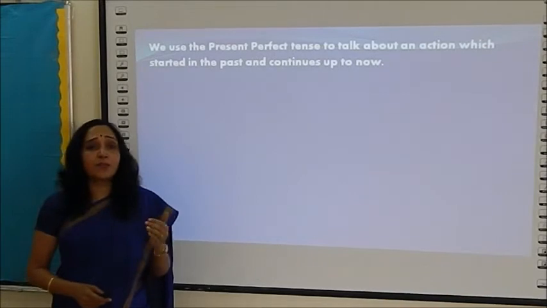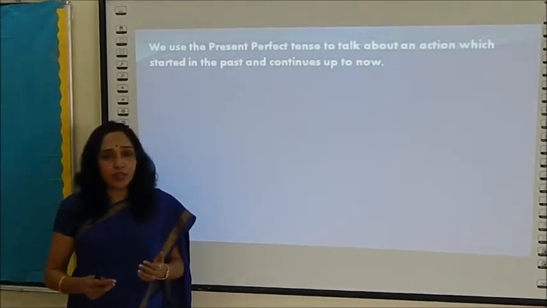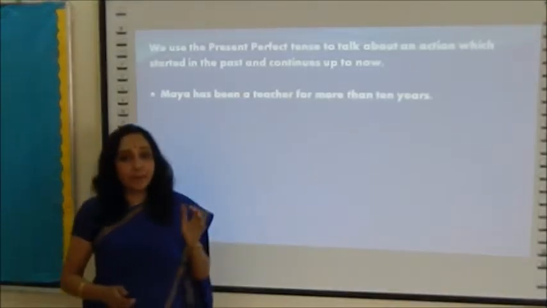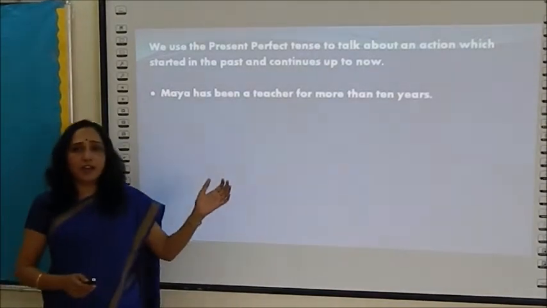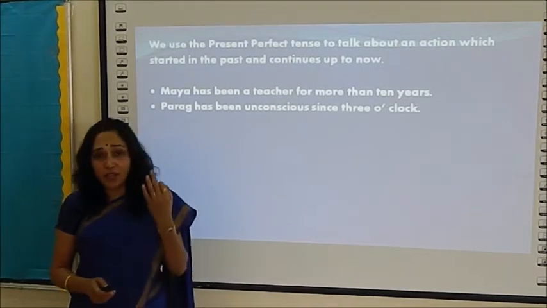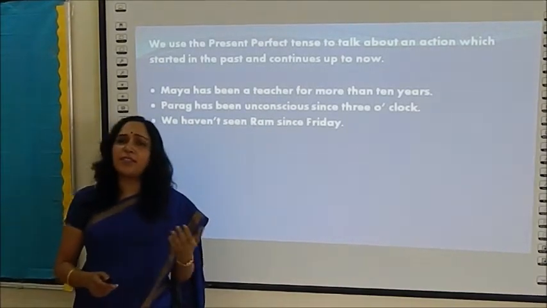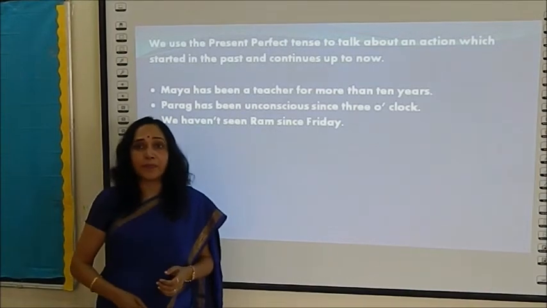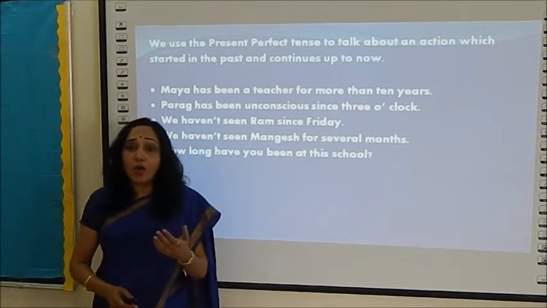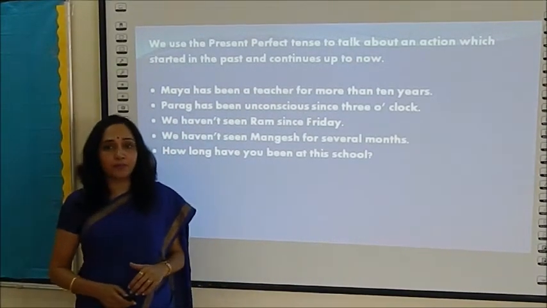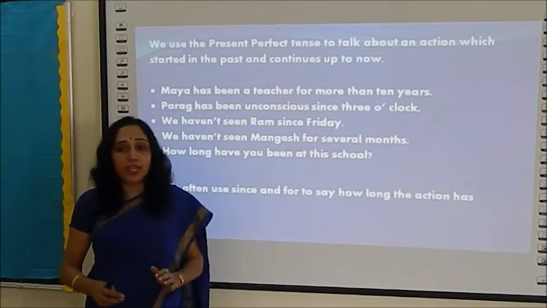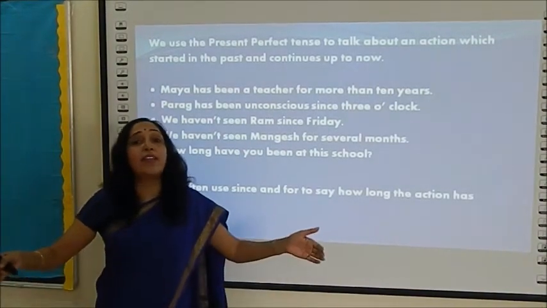We use the present perfect to talk about an action which started in the past and continues up to now. For example, Maya has been a teacher for more than 10 years. Parag has been unconscious since 3 o'clock. We haven't seen Ram since Friday. We haven't seen Mangesh for several months. How long have you been in this school? We often use since and for to say how long the action has lasted.